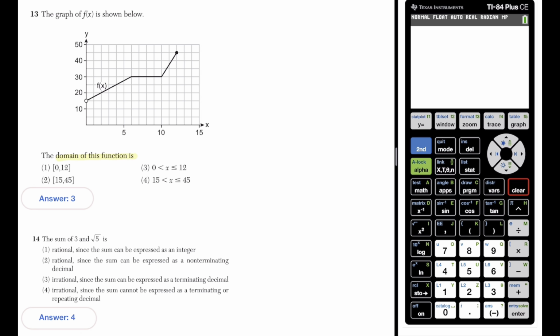And when I think of domain, we're thinking about our inputs, or x values. Looking at the graph, I noticed that it starts over here with the open circle and ends over here. So it starts where x is equal to 0, and it ends where x is equal to 12. So I'm going to write this first as an inequality so we can see what that would look like.